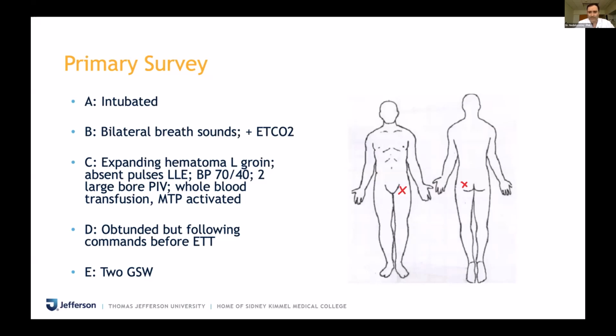On exposure, he had what appeared to be 2 gunshot wounds, one in the left groin anterior, you can see in the diagram, really close to the area of the inguinal crease, and then another aperture posteriorly on the left side.